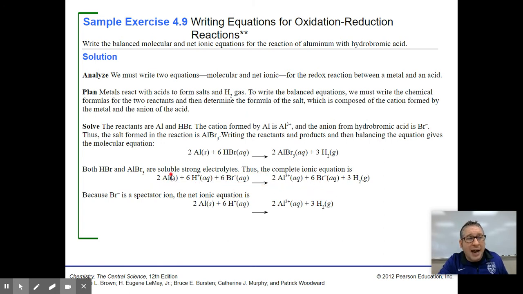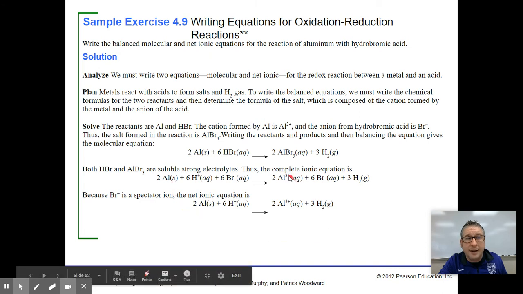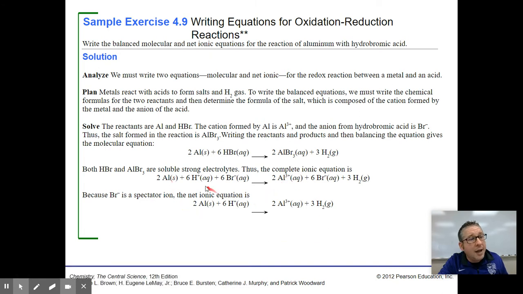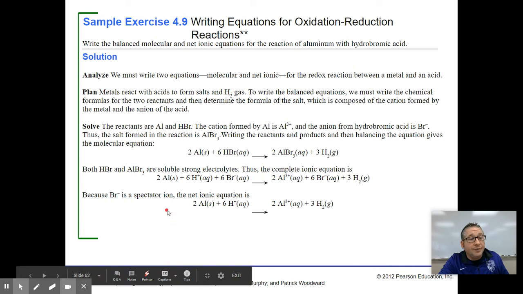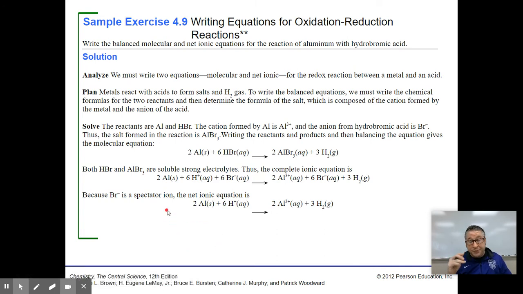Aluminum does not have a charge on the left-hand side. It has a charge on the right-hand side. Hydrogen has a charge on the left-hand side and does not have a charge on the right-hand side. So those have changed. So bromine was our spectator ion, and so it gets removed, and we write the net ionic equation as we see here on the very bottom.